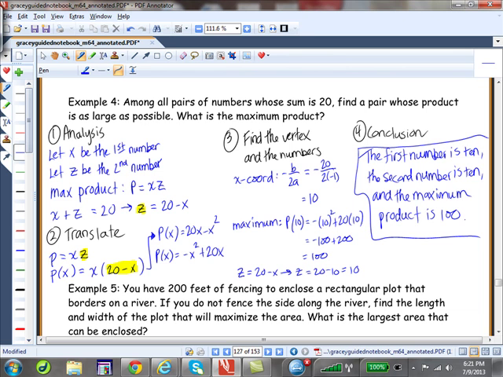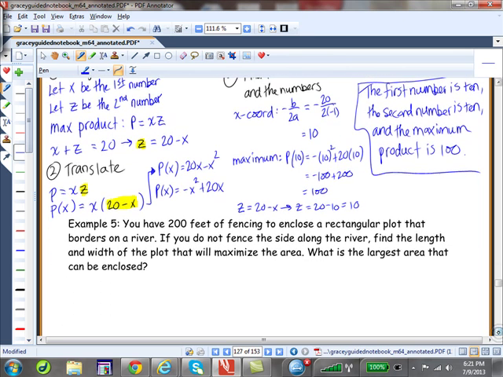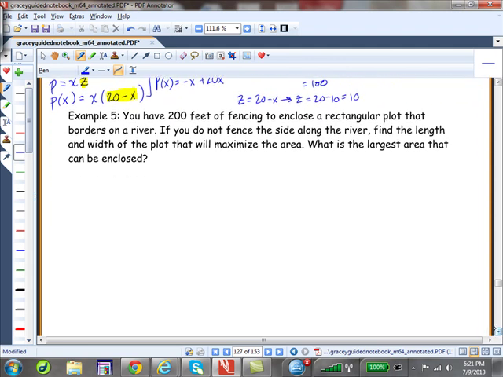All right. So one more problem for this section, and then we'll be all done for today. So this one, it's really kind of similar. You've got 200 feet of fencing, which is a linear measure, and you need to enclose a rectangular plot that borders on a river. If you do not fence the side along the river, so you're using the river as a fence for that side, find the length and width of the plot that will maximize the area, and then find the largest area that can be enclosed.